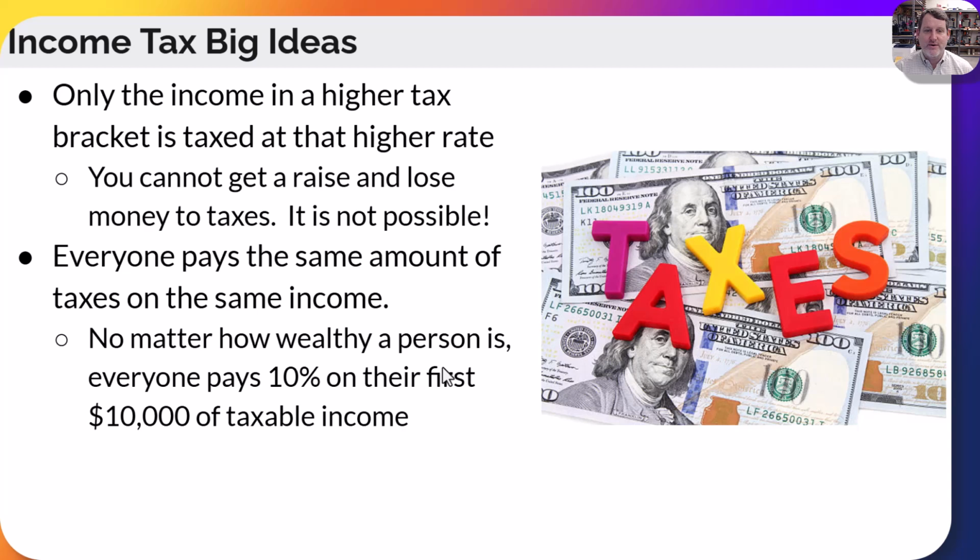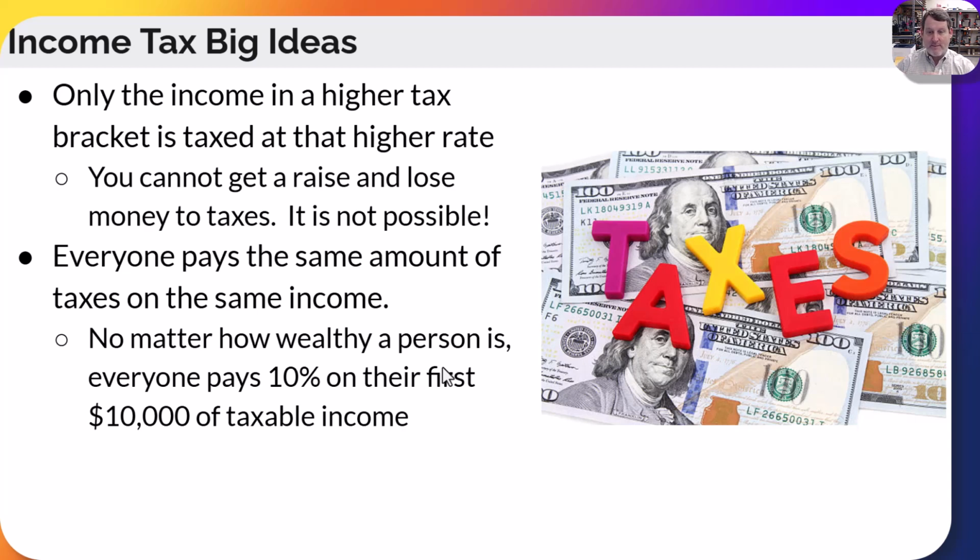The other thing I want you to know is that everyone pays the same amount of tax on the same income. If you're single, whether you're Bill Gates making $1 billion a year, or anyone else in the world making less money than that, your first $10,000 is taxed at 10%. We try to make the system as fair as possible, so everybody's taxed in the same way on the same money.